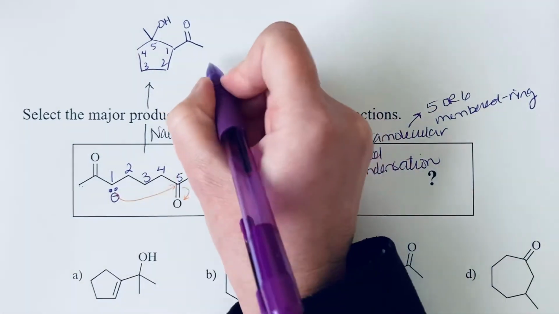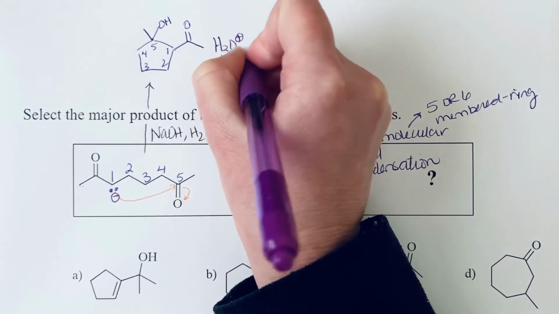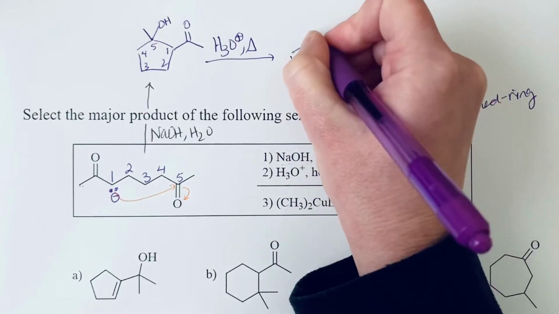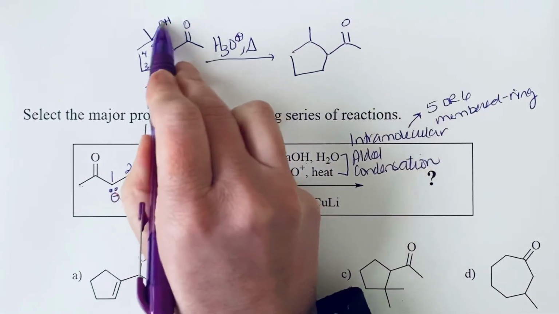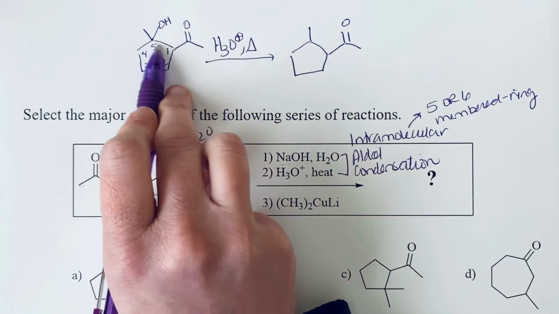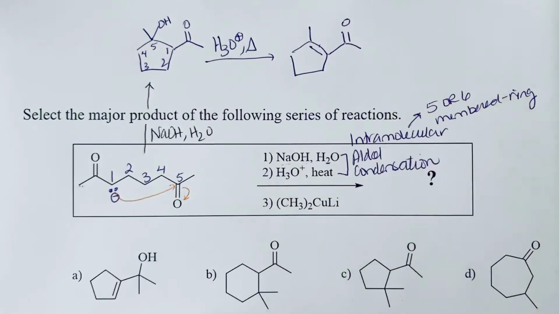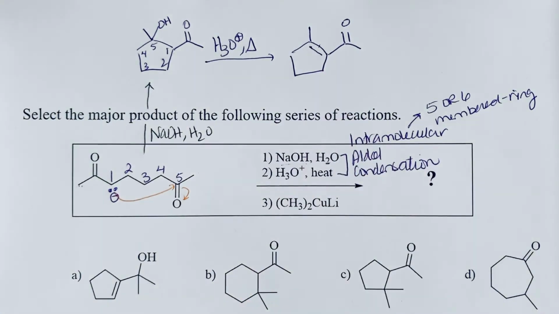And then when you heat this up with aqueous acid, it's going to dehydrate, which will give you an alkene. And so where the alkene is going to form, so you're losing this and you're losing a hydrogen, you're going to form your alkene between 1 and 5 because now it's conjugated to the carbonyl. So from your aldol condensation, you're going to get this alpha beta unsaturated carbonyl.